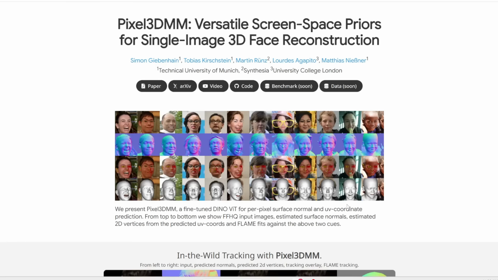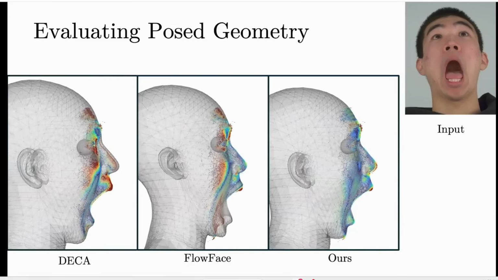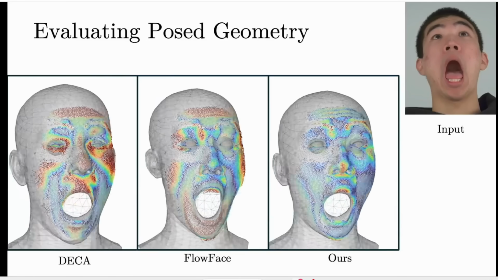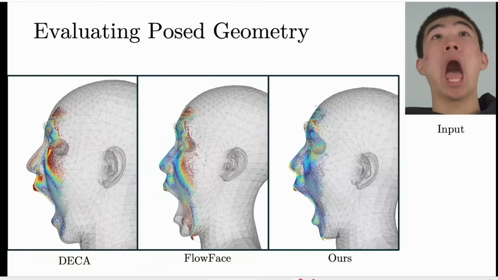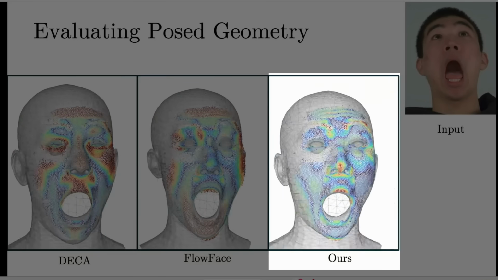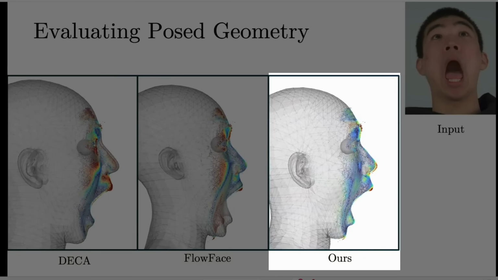Next up, this AI is really interesting. It's called Pixel3DMM, and this creates a really accurate 3D model of a person's face just from a single image. So here are some examples. In the upper right corner is the original input, and at the bottom is the generation from this AI. It creates a 3D model of this person's face.